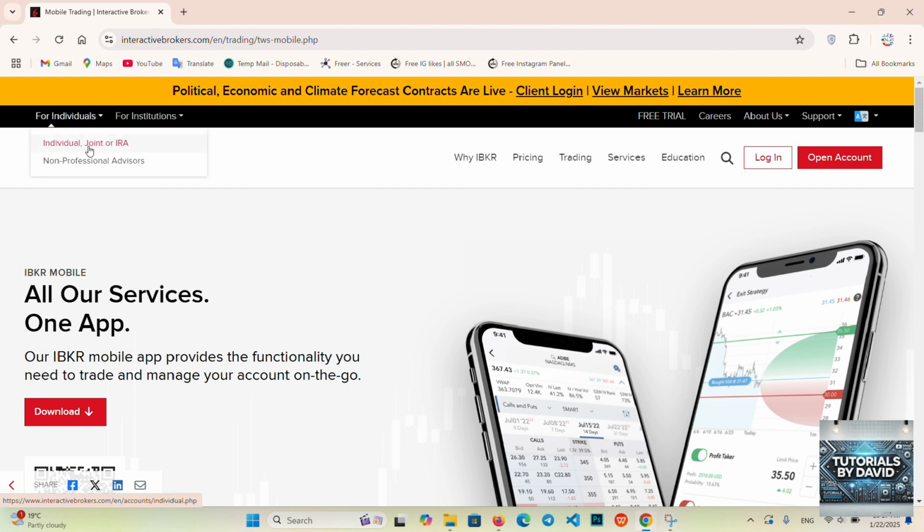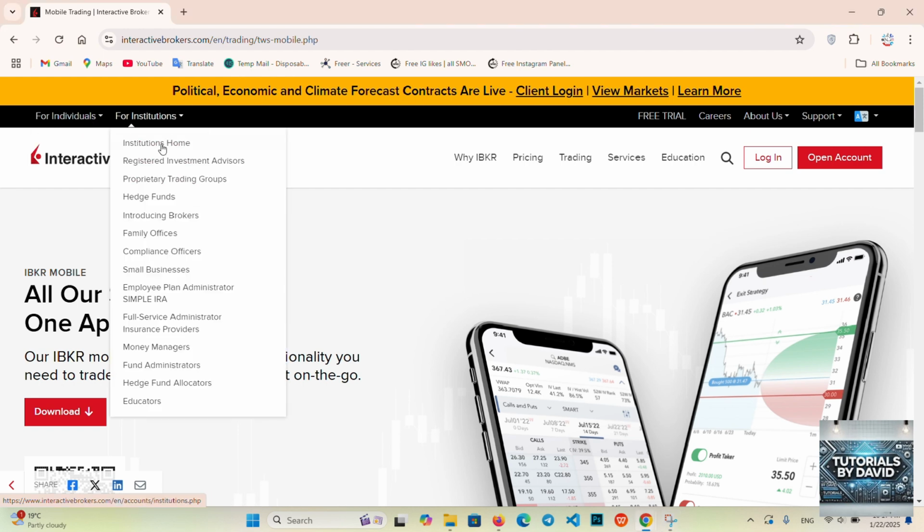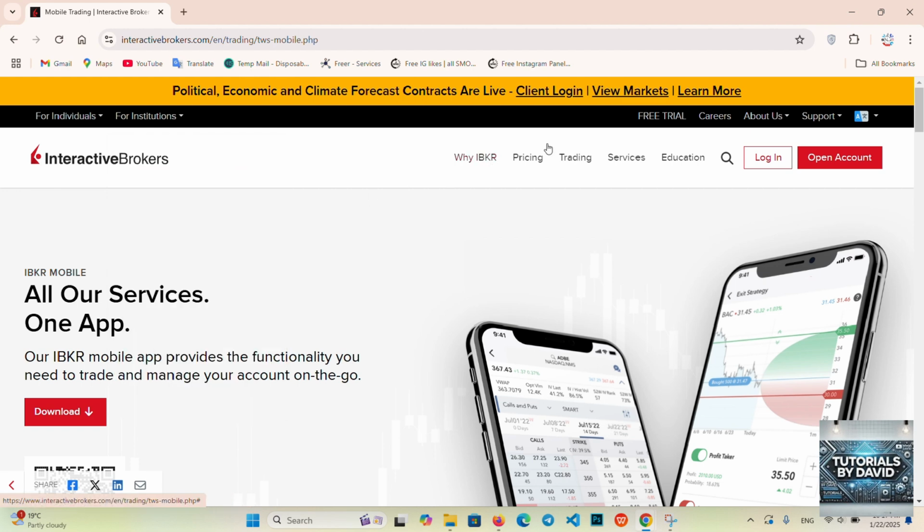Explore available markets. Interactive Brokers provides access to over 150 global markets. Navigate to the Market section to view countries, asset classes, and trading hours for various exchanges.